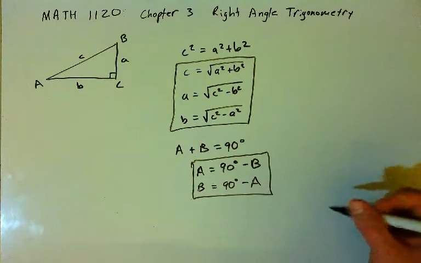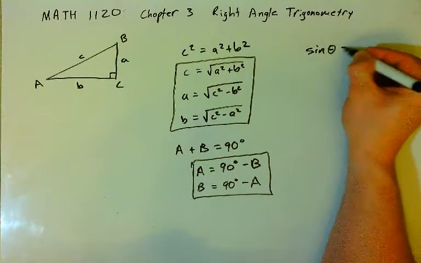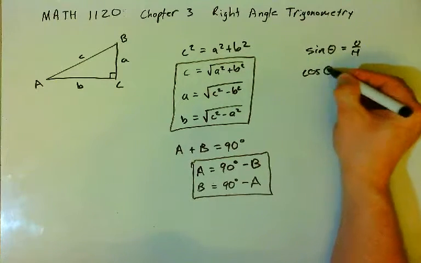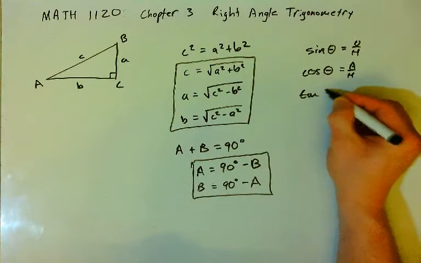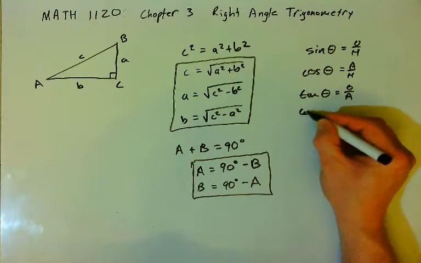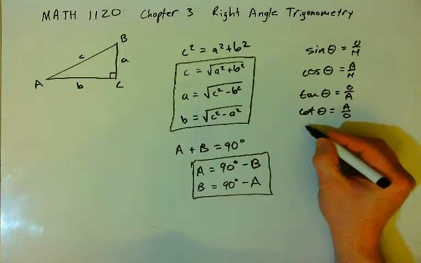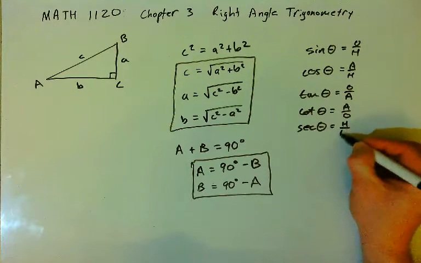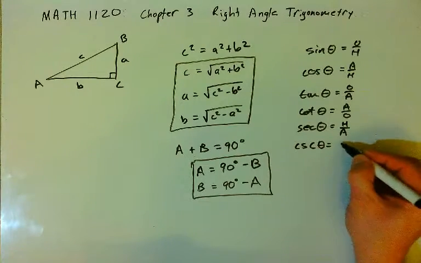The third thing that we know is the trigonometric functions, which says that the sine of an angle is equal to the opposite over the hypotenuse. The cosine of an angle is equal to the adjacent over the hypotenuse. The tangent of an angle is equal to the opposite over the adjacent. The cotangent of an angle is the adjacent over the opposite. The secant of an angle is the hypotenuse over the adjacent, and the cosecant of an angle is the hypotenuse over the opposite.